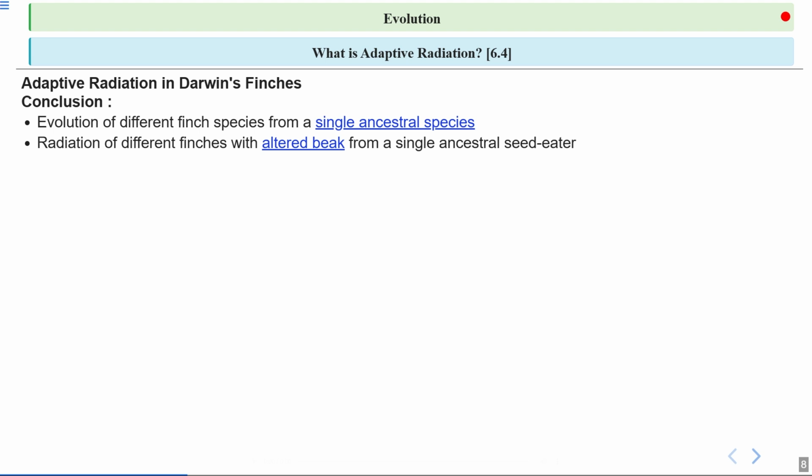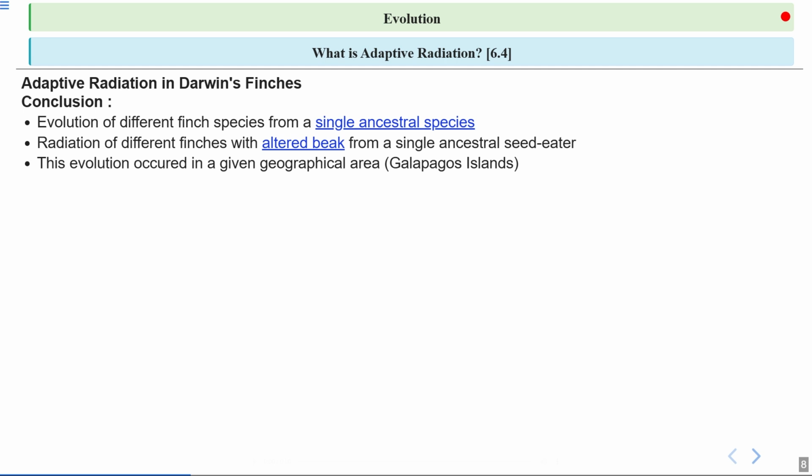Now, the radiation of finches with altered beaks from a single ancestral seed-eating finch illustrates how species adapt to their environment. All of these finches were adapted to their particular environment. They evolved from a common ancestor. They are descendants of a common ancestor, adapted to their particular environment.